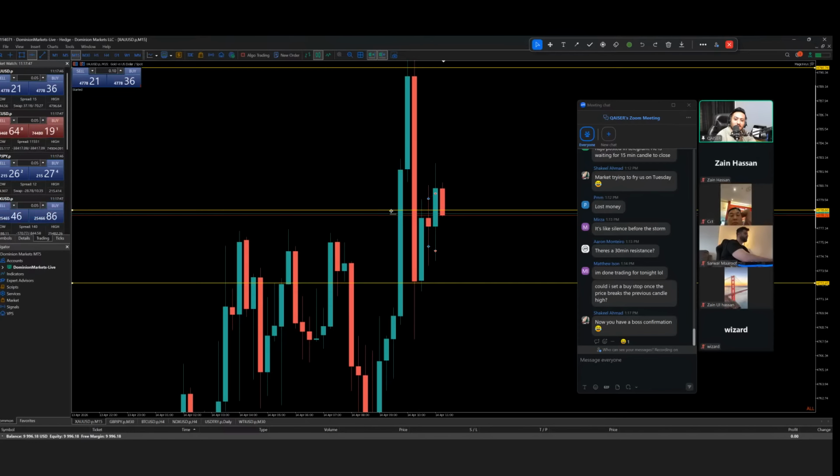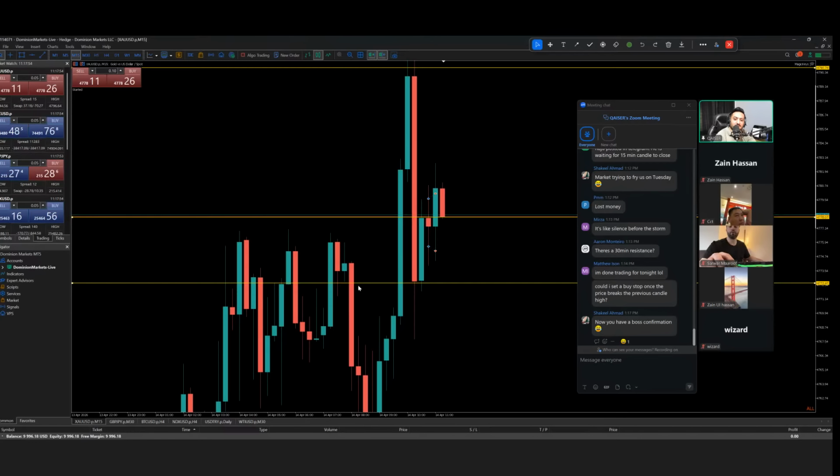Let me make it more clear for you guys. Okay, here you go. This is a support and resistance, and this candle closed above the resistance now. But I need this candle to break above the high so I can execute. But if it goes down, there is no execution. I can't do anything about it then. Okay, now you have a boss confirmation. Yes, we got a boss confirmation now. Let's see. Boss is waiting right now for the candle to flip.